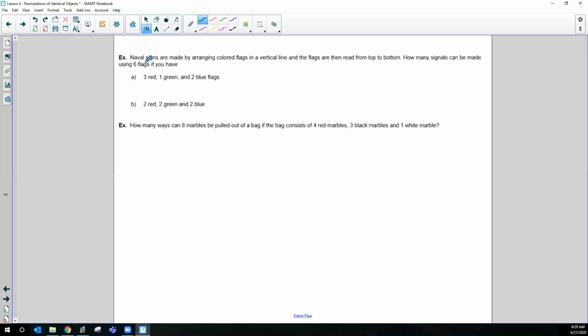Naval signs are made by arranging colored flags in a vertical line, and the flags are then read from top to bottom. How many signals can be made using 6 flags if you have 3 red, 1 green, and 2 blue? So pretty straightforward. 6 total, 3 repeating red, 2 repeating blue, and 1 green. So that would be 6 times 5 times 4 times 3 times 2 divided by 12. And that's 60 different ways.